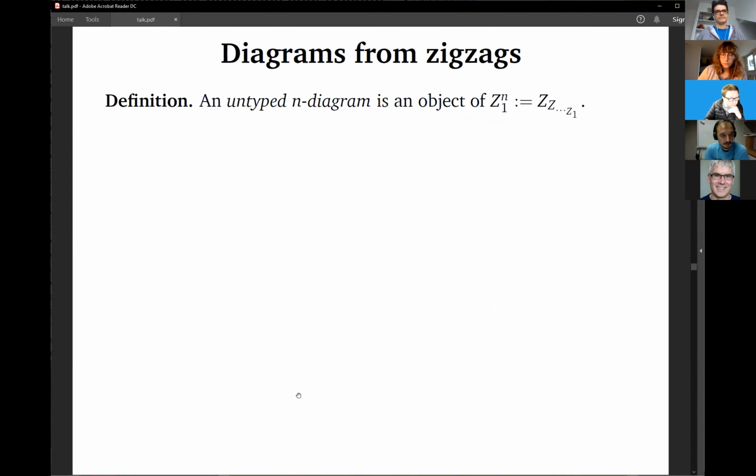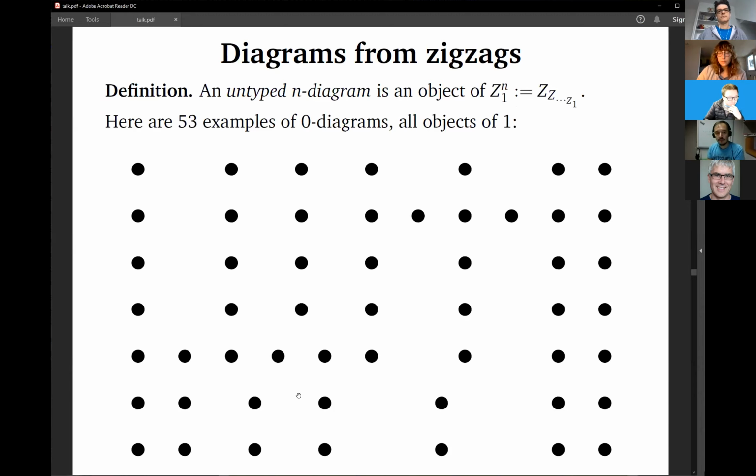And I'm going to zoom on a little bit. We define an untyped N diagram to be an object of Z of Z of Z of dot dot dot of Z of 1, the terminal category. So let's give a few examples before I finish. Here are 53 examples of 0 diagrams, all objects of the terminal category.